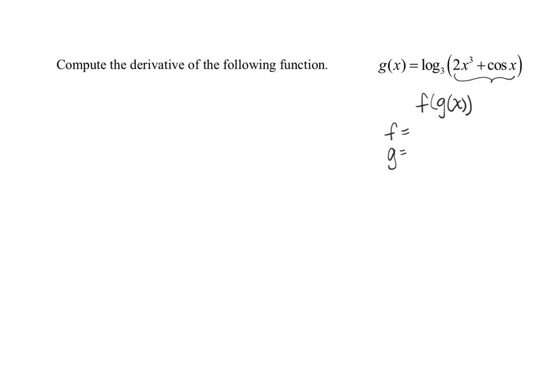So in this case, my outer function is log base 3 of x, but I prefer to write log base 3 of something because I'm acknowledging that there's a different function that is the inner function. And in this case, the inner function is 2x cubed plus cosine of x. So that's my outer and my inner.